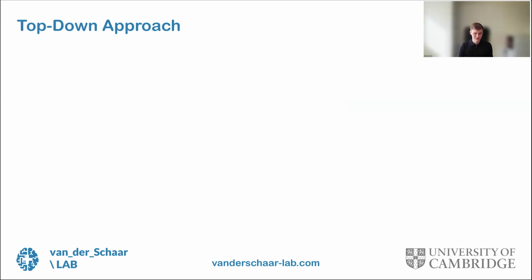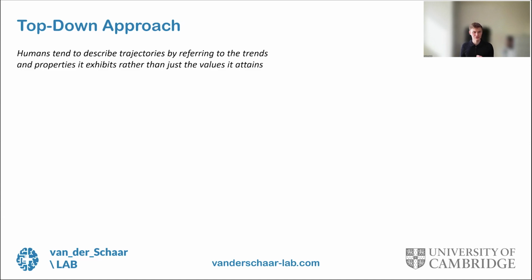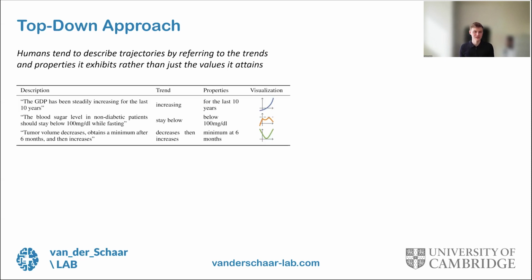So first we make the following observation. Humans tend to describe trajectories by referring to the trends and properties they exhibit rather than just the values they attain. If we look at 3 simple examples of trajectory descriptions in natural language, we can observe the following. Let's take the first example. The GDP has been steadily increasing for the last 10 years. We have a description of a trend, the general shape, that the trajectory is increasing, and we have a certain property of this trend, like for the last 10 years.